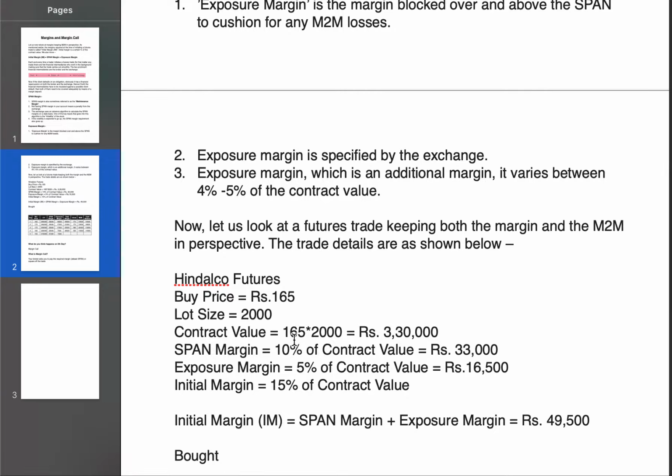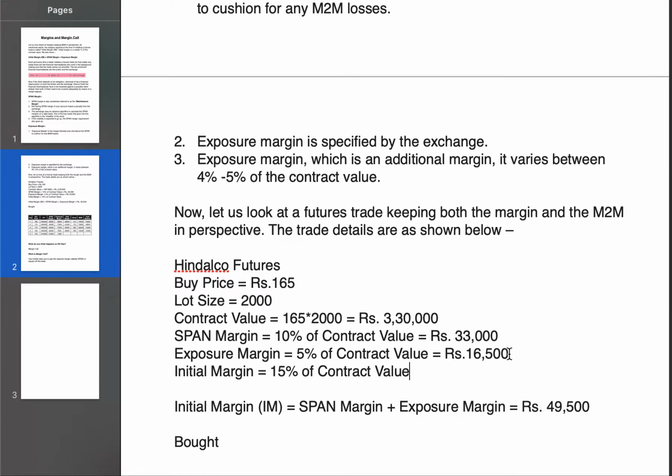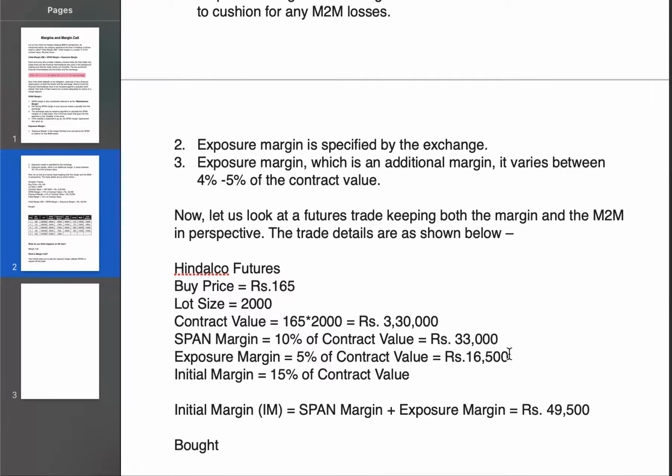So I bought Hindalco futures at the price of 165 rupees. The lot size of Hindalco futures is 2000. So the contract value comes to 3.3 lakhs. Span margin according to the exchange is 10% of the contract value, which is 33,000 rupees. Exposure margin is 5% of the contract value, which is 16,500 rupees. So for me to enter into a futures contract, in this case I want to buy Hindalco futures. I think Hindalco futures would increase in the coming time, and that's why I'm buying Hindalco futures.